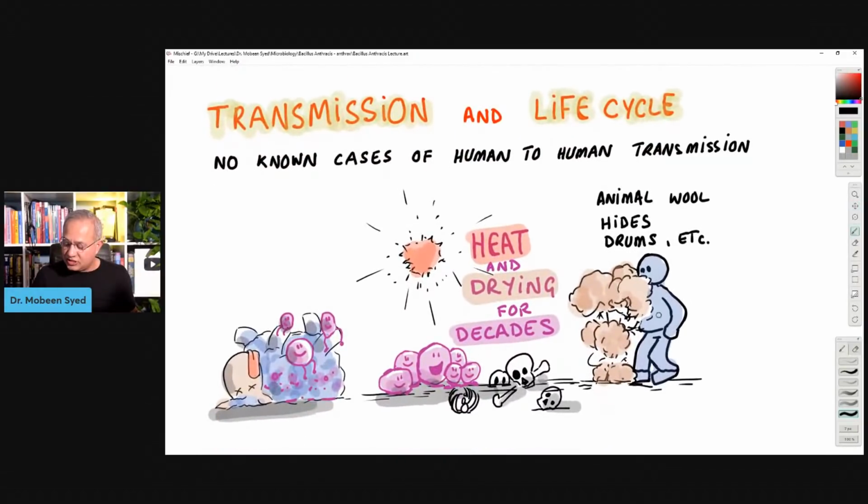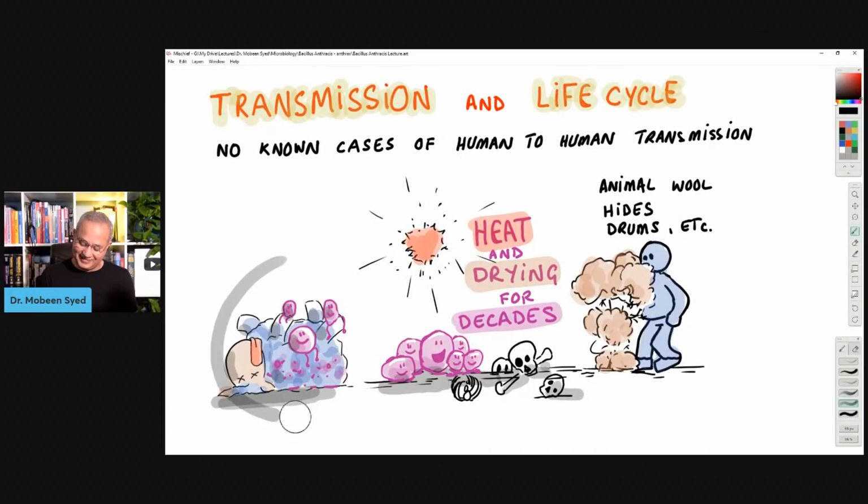Now, transmission and the life cycle. So here, this is a sheep. This sheep is dead. So imagine that an animal dies, and let's say the animal was infected with Bacillus anthracis. It dies, and of course, when the animal is dead, it is going to start rotting, and bacteria and other pathogens and animals are going to start eating the flesh away. So slowly, the nutritional environment of the animal is going to degrade and go away.